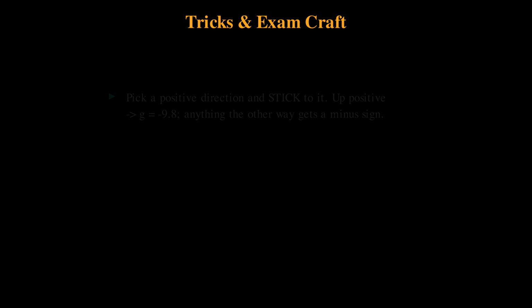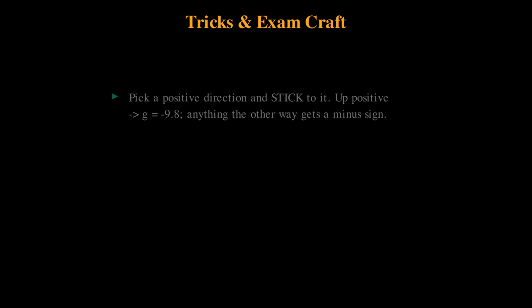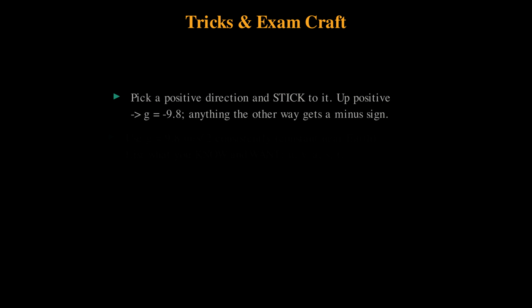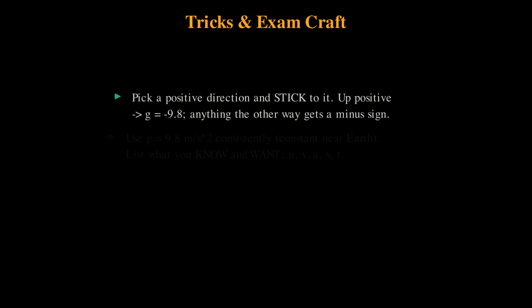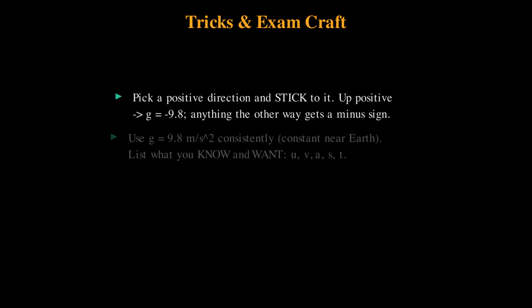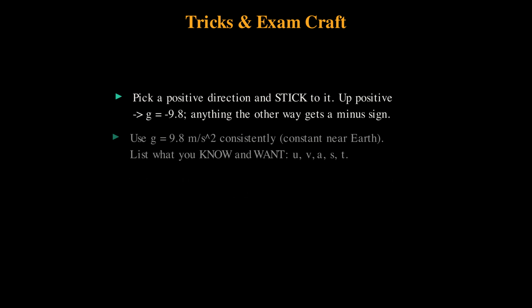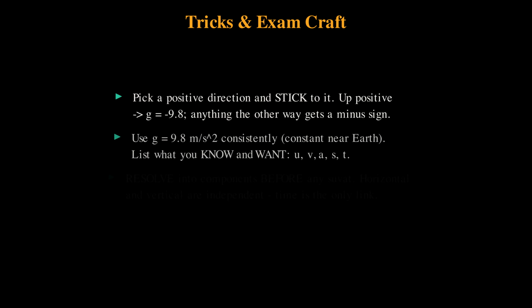Now the exam craft that turns understanding into marks. 1. Choose a positive direction and commit to it. If up is positive, gravity is minus 9.8, and anything moving the other way carries a minus. 2. Use g equals 9.8 every time. And before you touch a formula, list your 5 quantities, u, v, a, s, and t, so you can see which one to reach for.